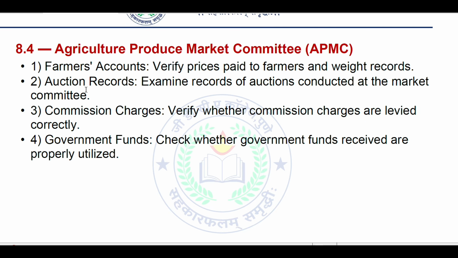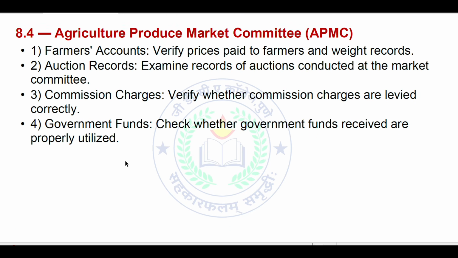Number 2, auction records: examine records of auctions conducted at the market committee. Number 3, commission charges: verify whether commission charges are levied correctly. Number 4, government funds: check whether government funds are received and properly utilized, like to make roads and market yards, drainage systems. These are examples of it.